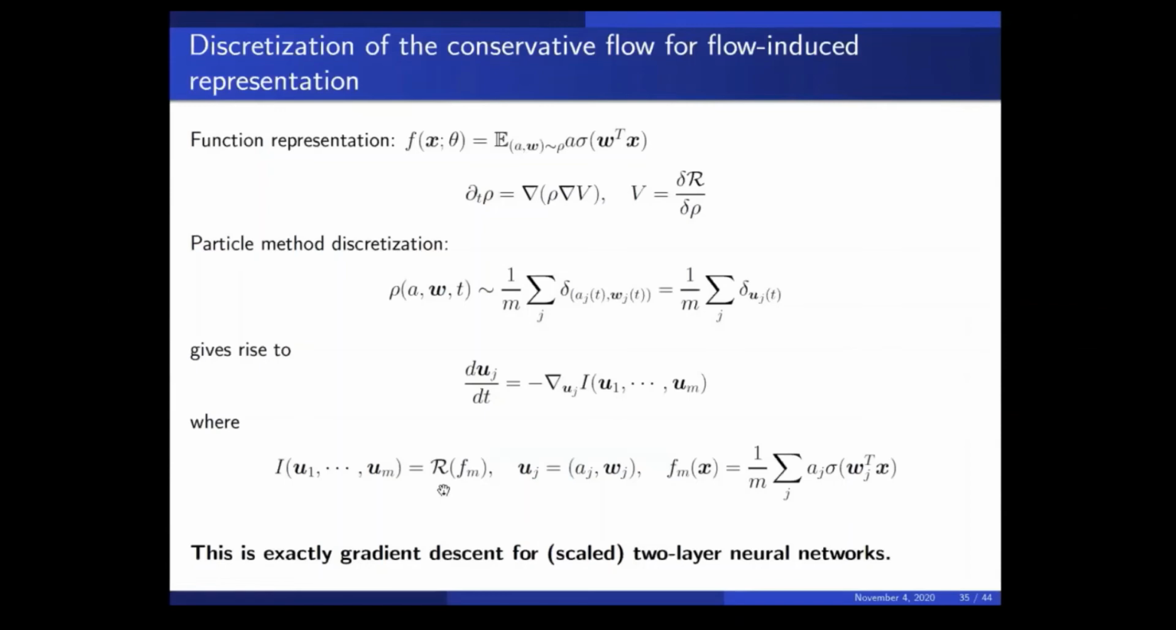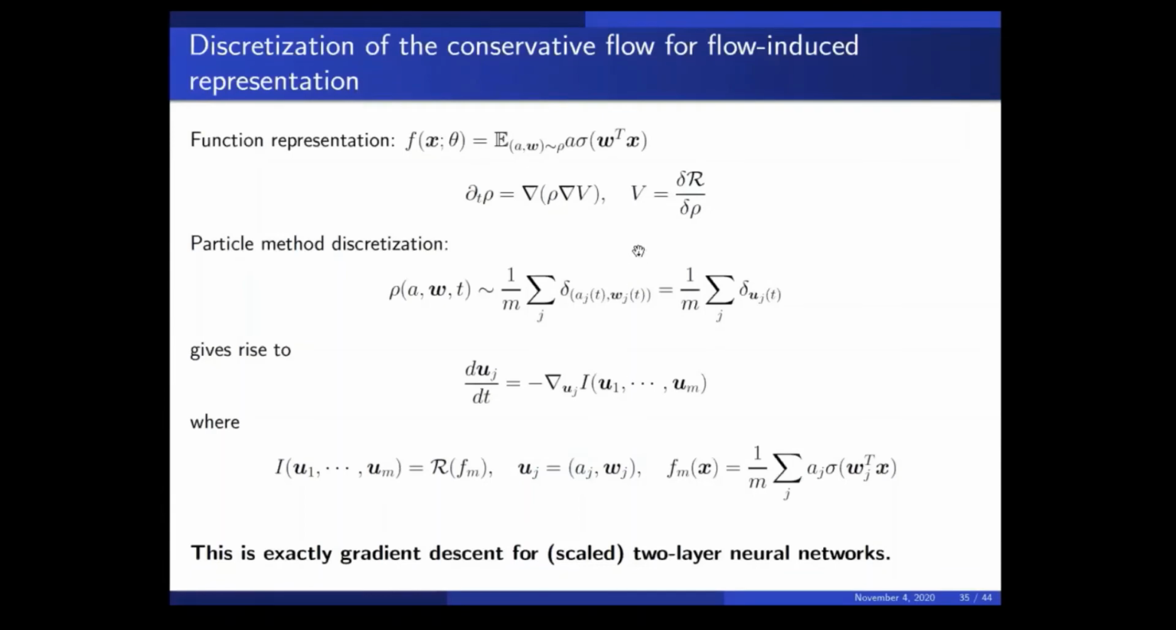So if you evaluate the population risk at f_m, since the variables are these u_j's, we get a function which is a function of the u_j's. If you look at the gradient flow for this function, I claim that gradient flow is equivalent to this PDE. So that shows that this is nothing but the gradient flow for two-layer neural networks.